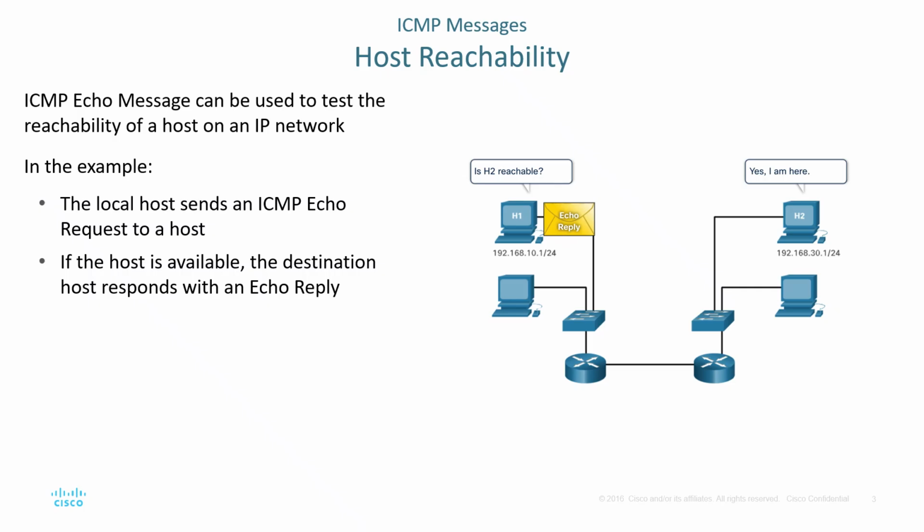Now, your ICMP echo message. This can be used to test the reachability of a host on an IP network. So in this example here, the local host sends an ICMP echo request to a host. If the host is available, the destination host will respond with an echo reply. So obviously, when we are doing these ICMP echo messages, we are utilizing the ping command.